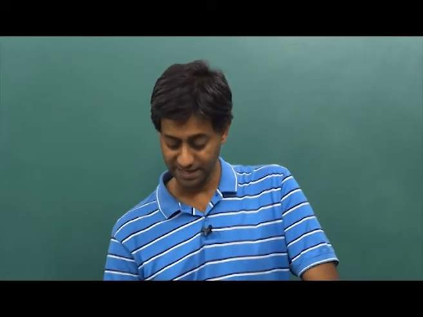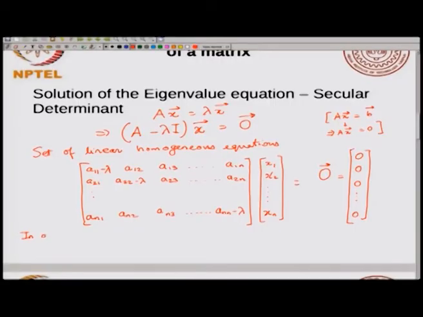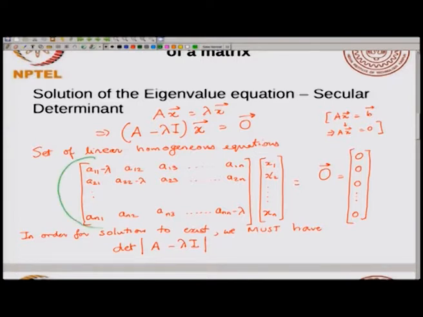Now, in order for them to be consistent, and for a solution to exist, we must have the determinant of this matrix, that is the determinant of A minus lambda I, this whole matrix, should be equal to 0. Only if the determinant of this matrix is equal to 0 can we have solutions of this problem.